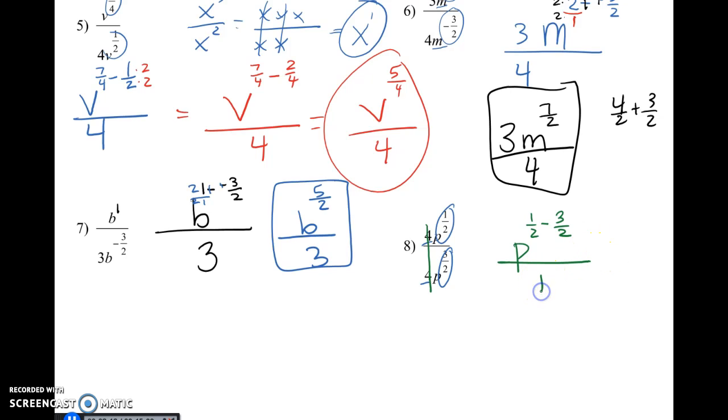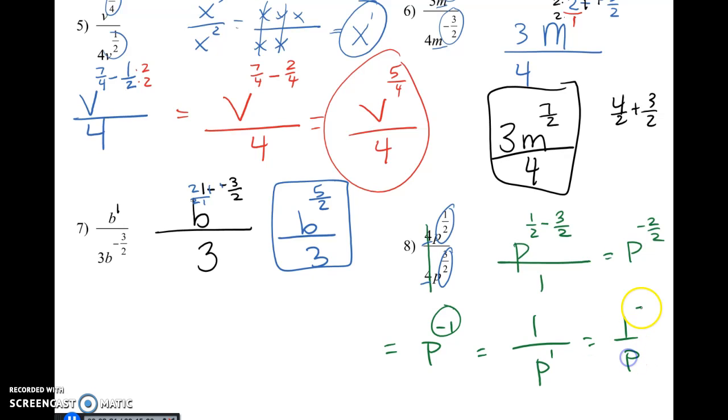There was nothing on bottom, so we could say a 1 on bottom if we wanted. 1/2 minus 3/2 is going to give me p to the -2 over 2. And that's just p to the -1. Can I leave it as a negative exponent? No. So I have to bring that to the bottom, and I get p to the first power, or just 1 over p.